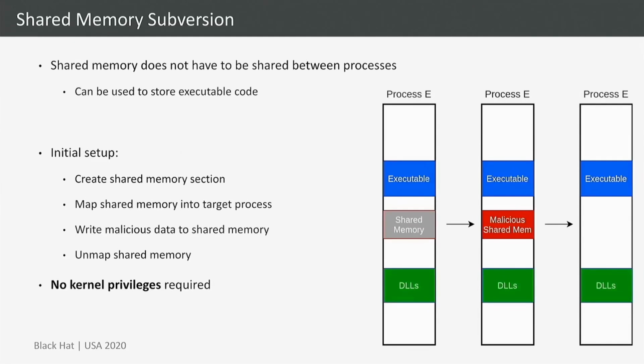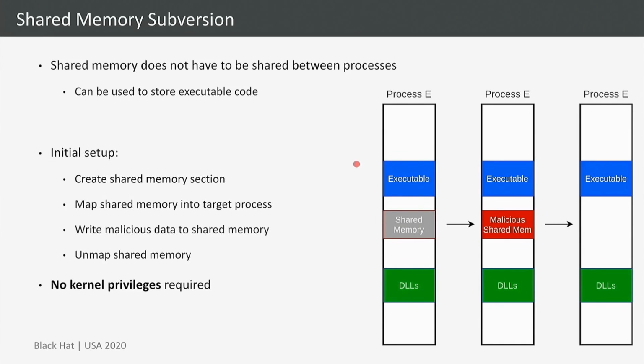And the third technique that we want to talk about is shared memory subversion. The idea here is to use shared memory in order to hide our malicious content. I wanted to mention that it is not necessary to share memory between processes. Shared memory can also be used solely by one process, and this is also the way we are using it. Our evil process uses this memory more or less like private memory, but with the advantages that come with shared memory from the attacker's point of view.